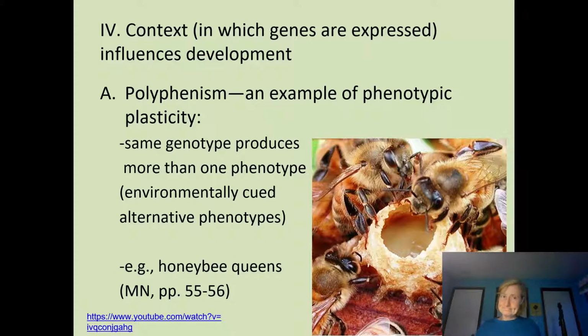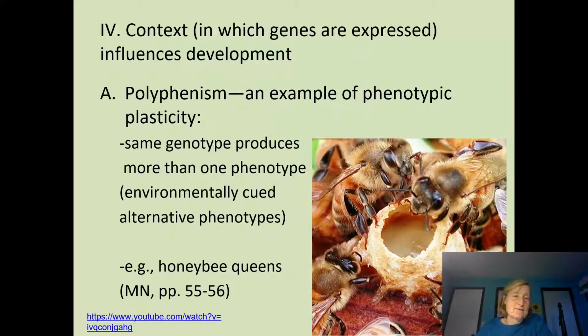And now we're going to move on and talk about how the context in which genes are expressed influences development as well. And there's a word here that we should learn, and that is polyphenism. This is one example of what we would call phenotypic plasticity. Phenotypic plasticity basically means when a phenotype can be different in different conditions. Polyphenism is an example of phenotypic plasticity.